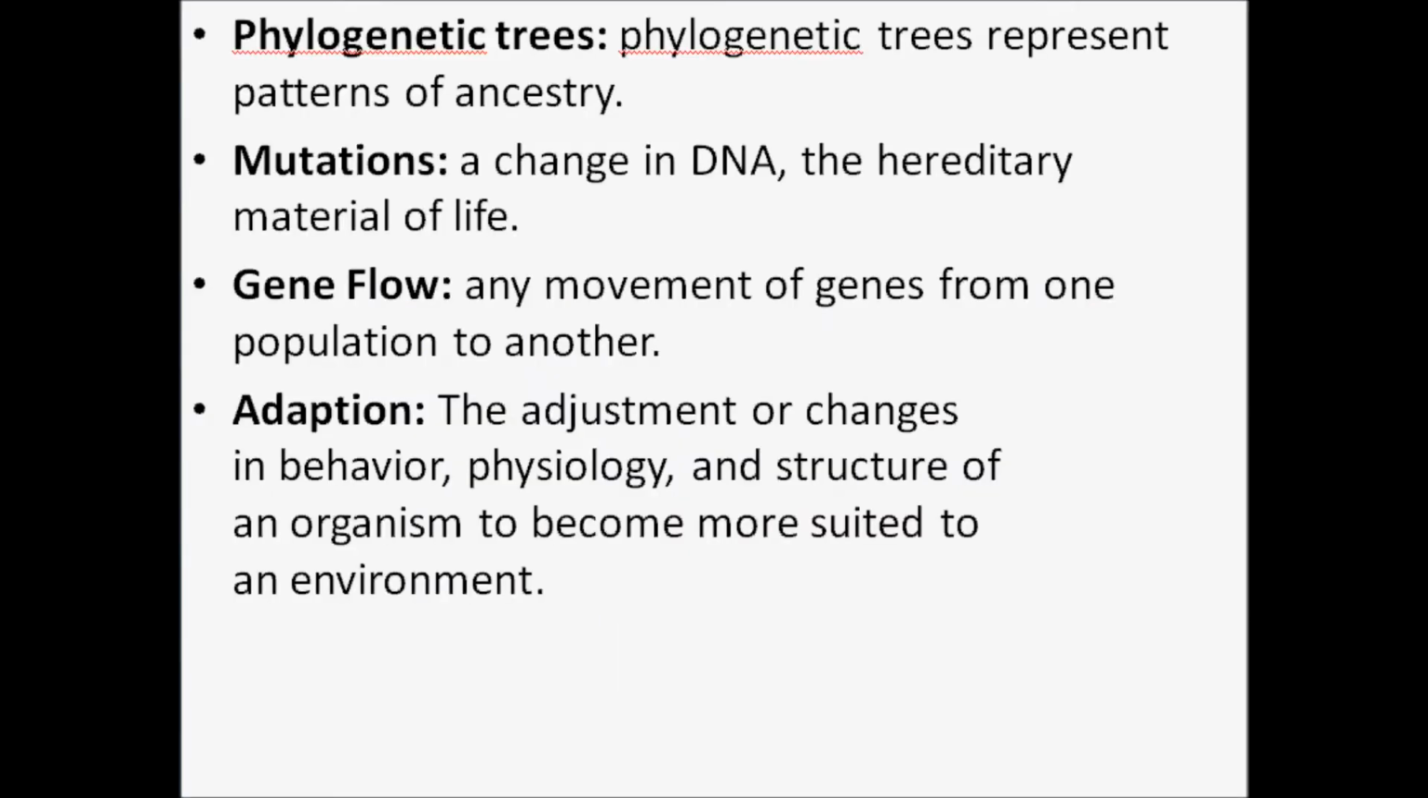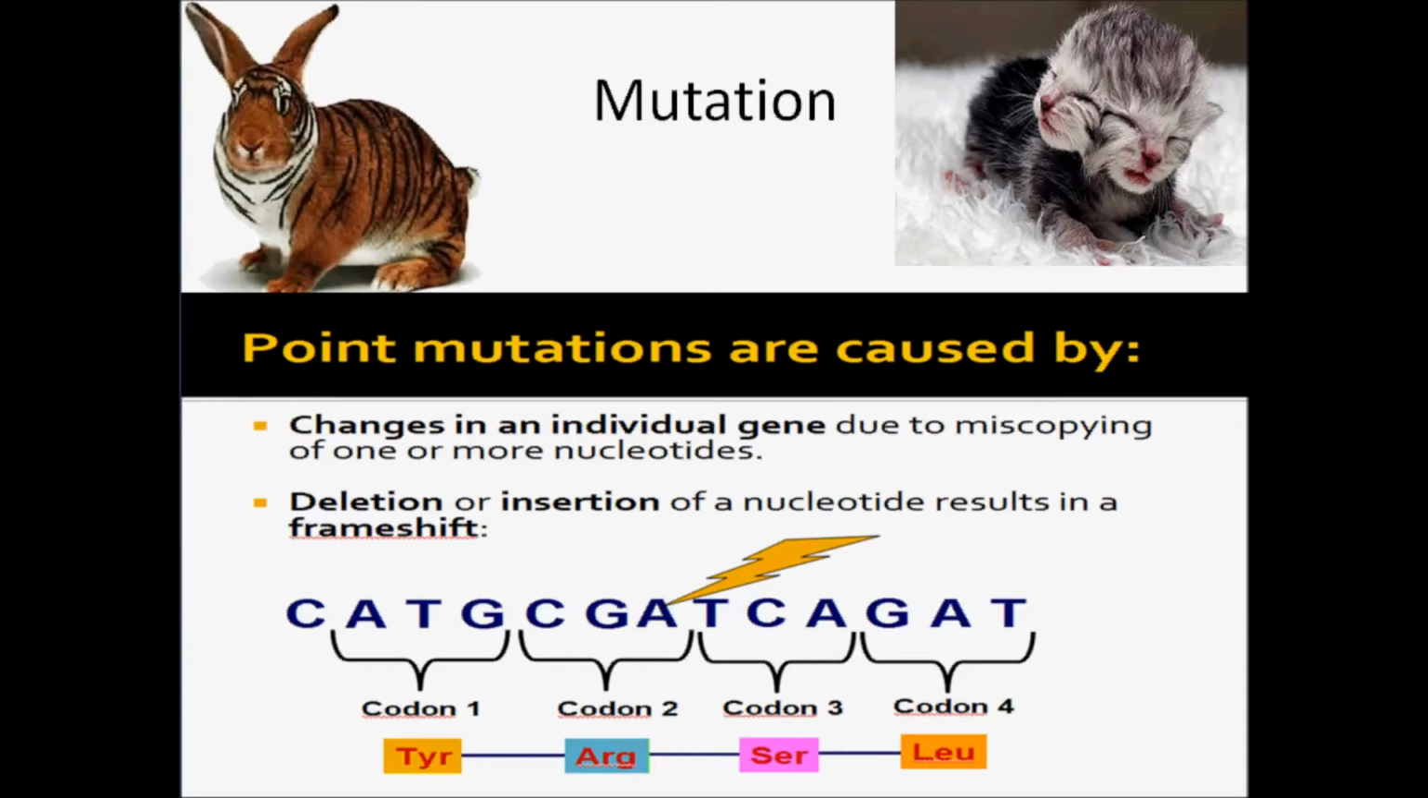Mutations, a change in DNA, the hereditary material of life. Mutations in an organism's DNA affect how it looks and how it behaves and its physiology. So a change in an organism's DNA can cause change in all aspects of its life. Mutations are mostly random. They can be beneficial, neutral, or harmful to the organism. Mutations are caused by many things. One of them is DNA failing to copy accurately, and external influences can create mutations, such as radioactive materials or radiation, any external effects.